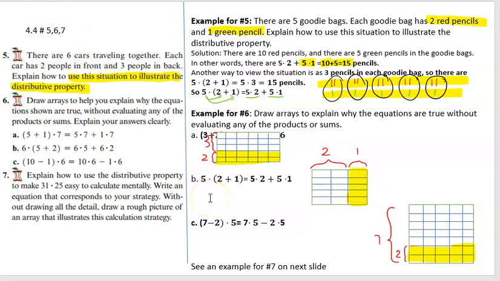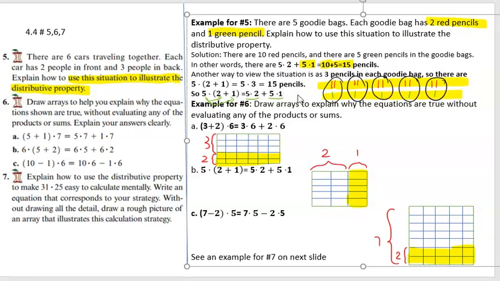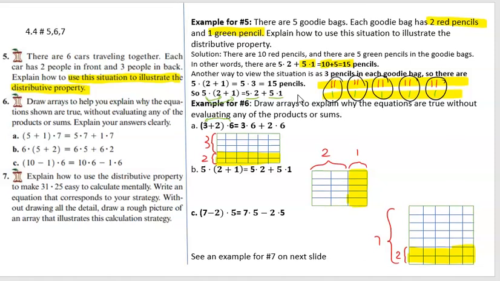Now, in number 6, we want to draw arrays to demonstrate the distributive property. So we can see that in part A, I use different numbers: 3 plus 2 times 6 equals 3 times 6 plus 2 times 6. It's like distributing 6 to everything in the parentheses. When I draw this, I'm going to use the numbers in the parentheses as my rows. So I draw 3 rows, and then 2 rows. The top 3 rows I didn't color, just white, and then 2 yellow.